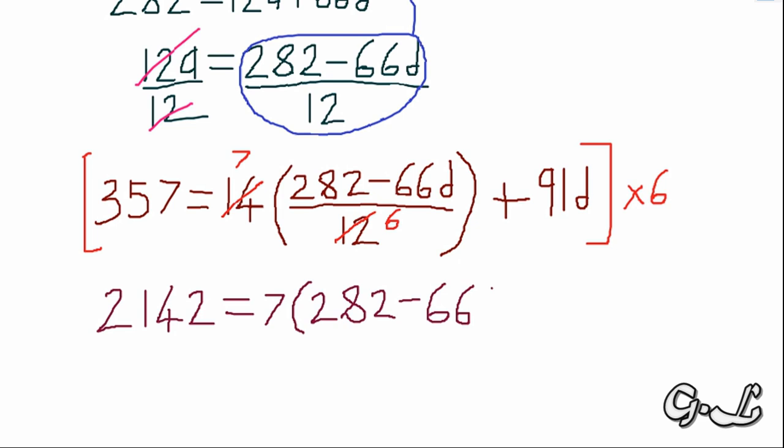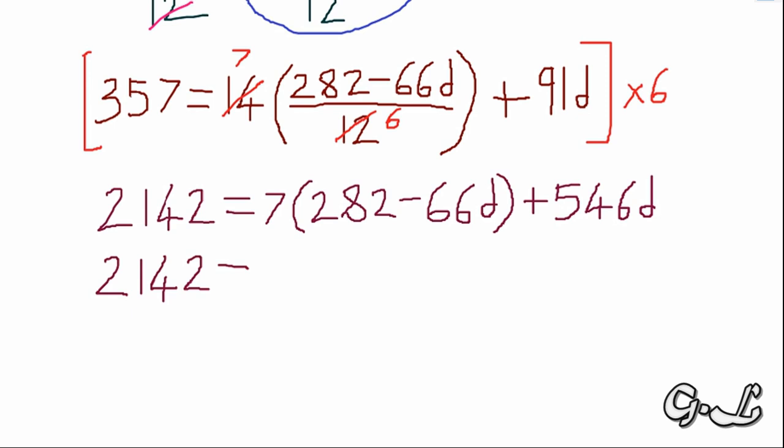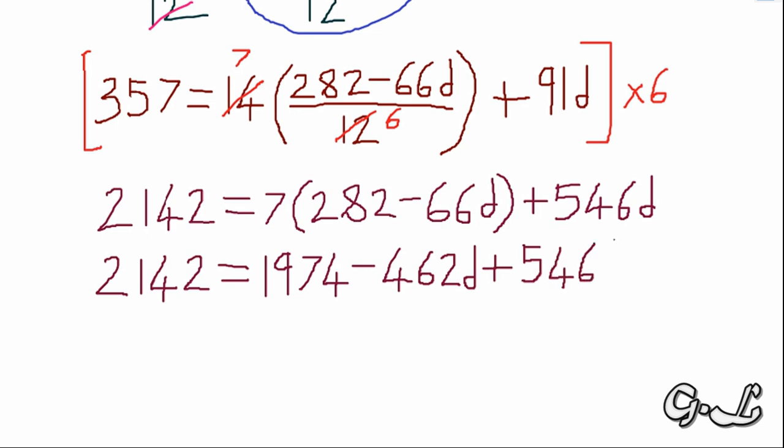So we're going to have something like that. We're going to do the simplification. It will be 2142 is equal to 1974 minus 462D plus 546D, like that. And then the next thing that we're going to do is consider the like terms.